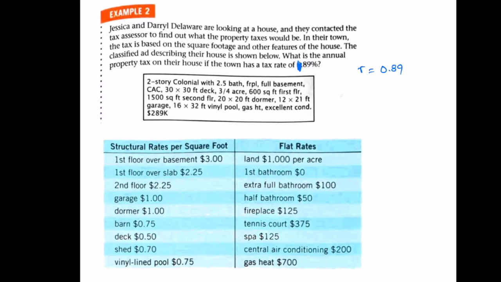Flat rate things to also add to the fees are land costs $1,000 per acre. The first bathroom is $0. An extra full bathroom costs another $100. Half bath $50, etc., etc. We're going to be going over to Google Sheets and we're going to enter all this information in. And the great thing is that Google Sheets can be used to do the multipliers. And so let's go over there, shall we?